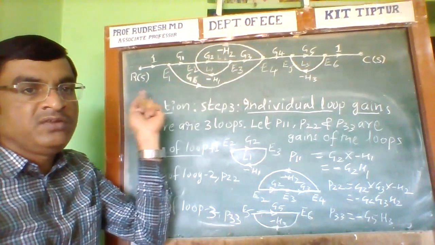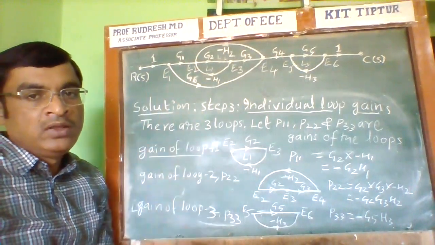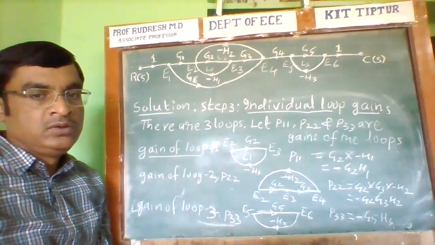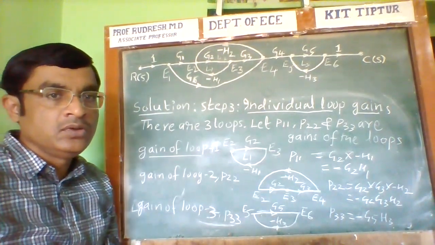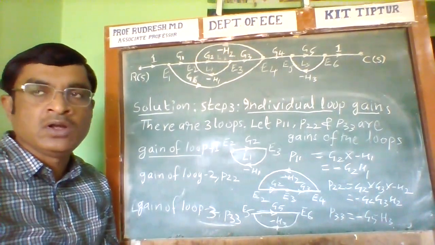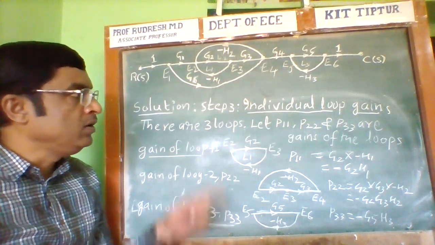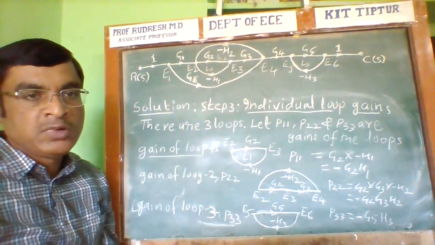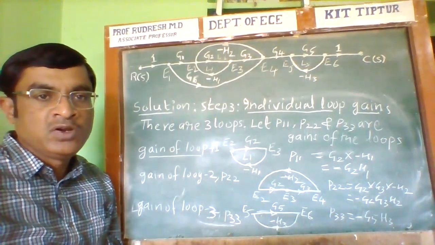You have to identify one, two, three times. We have to verify how many loops are present without confusion. That is why you have to work on more examples until you are familiar with this particular concept.